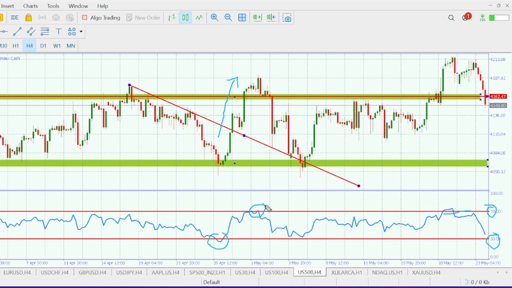Now, we have overbought here. And it indicates a possible drop in price. And true to the word, the price dropped.